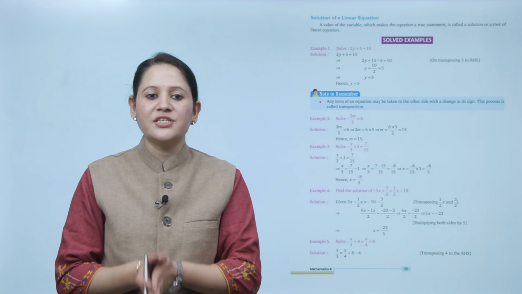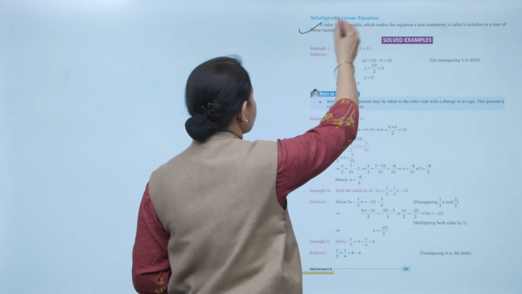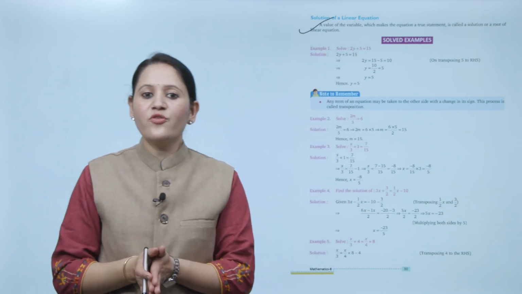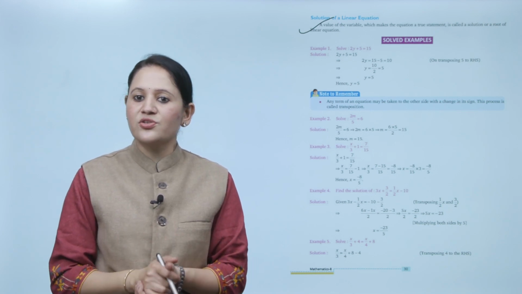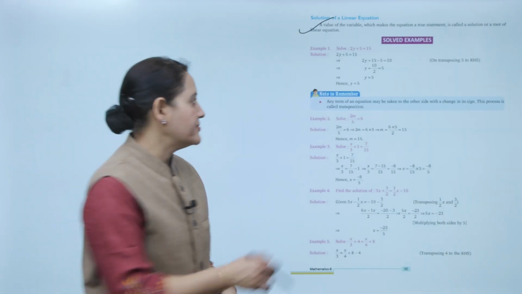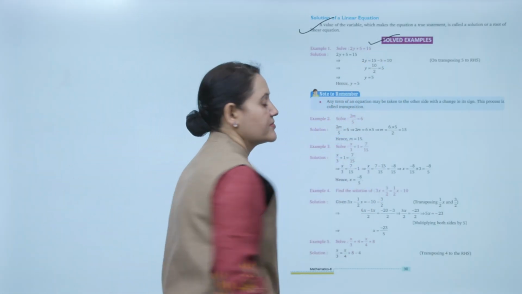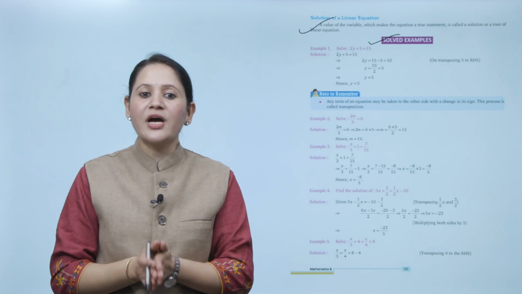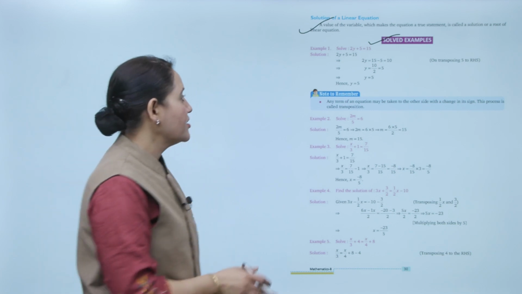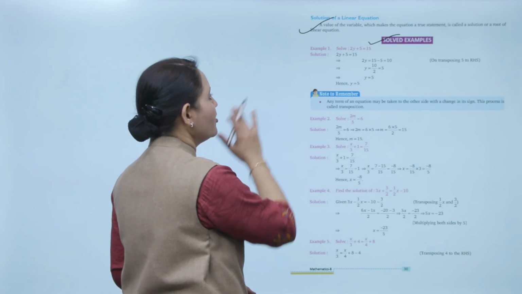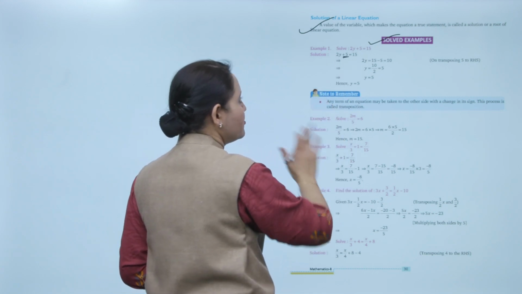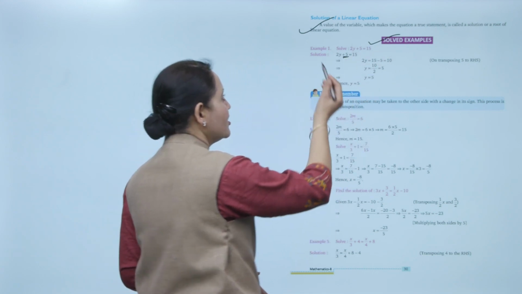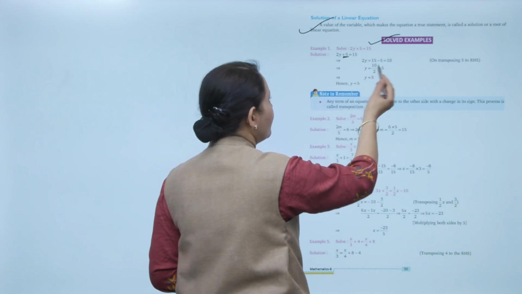Solution of linear equation. A value of the variable which makes the equation a true statement is called the solution or a root of the linear equation. Next, solved example. Solve 2y plus 5 equals 15. So here we have to find the value of y. So we'll transpose 5 to the other side and the sign will change. So 2y equals 15.